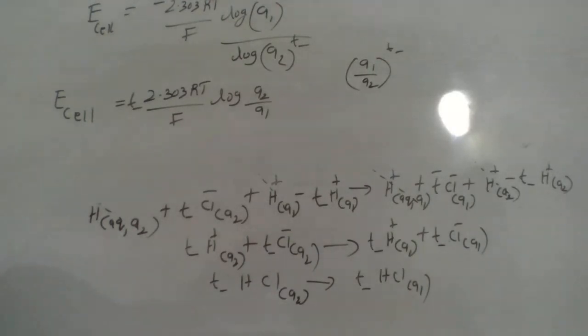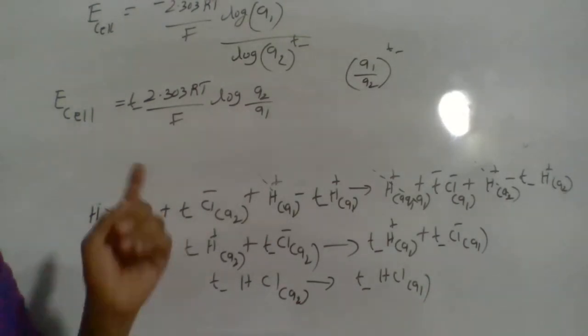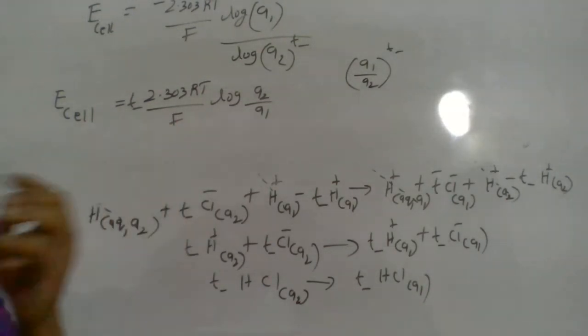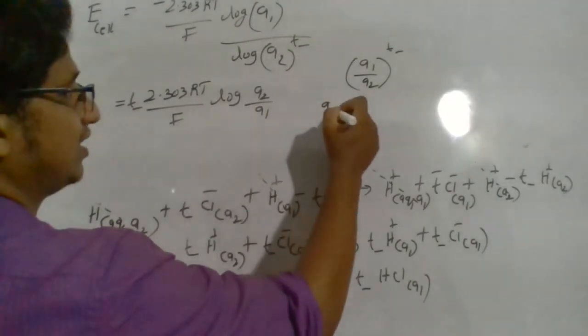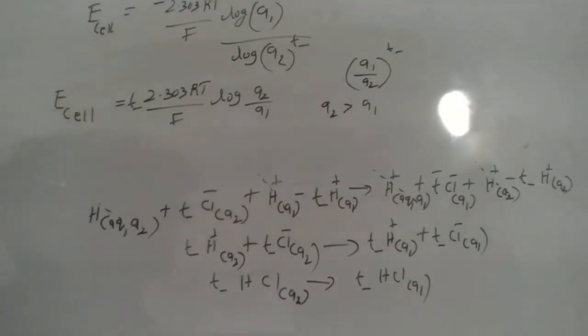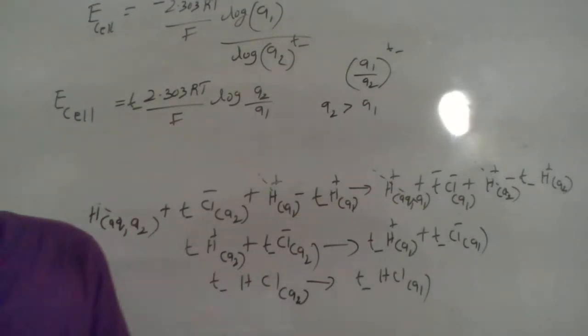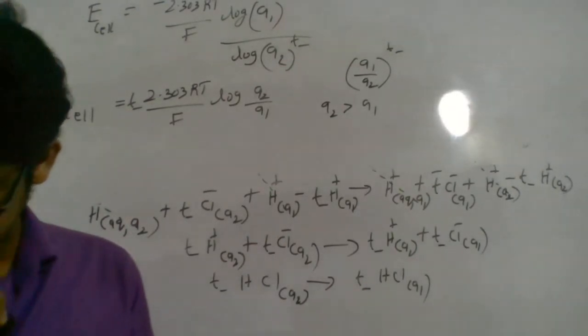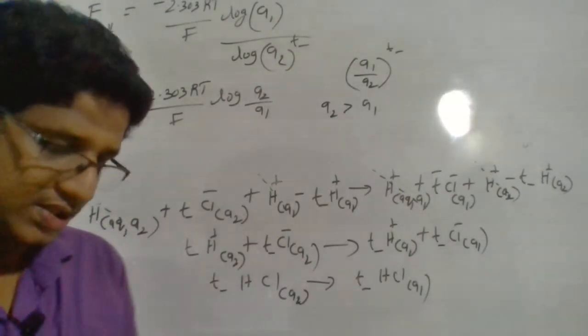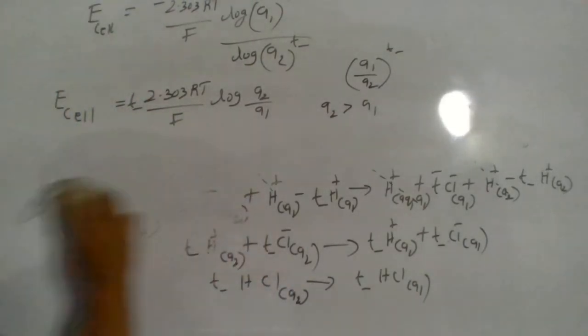So that will be our final equation for the EMF of the cell with transference, the electrolyte concentration cell with transference. E cell equals t minus 2.303 RT by F log A2 by A1, where A2 concentration is higher than A1. So that is the electrolyte concentration cell for you. Similarly, you can express it in terms of the activity coefficient. That also you can do.